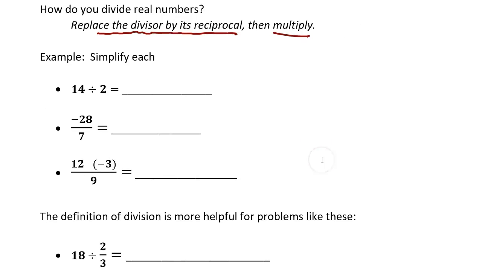Let's try some division problems. 14 divided by 2. Hopefully you know that that is 7. According to the definition, however, that's equal to 14 times the reciprocal of 2. Half of 14 is 7. Next example, -28 divided by 7. Maybe you know that's -4. According to the definition, this is equivalent to -28 times the reciprocal of 7. 1/7 of -28 is -4.